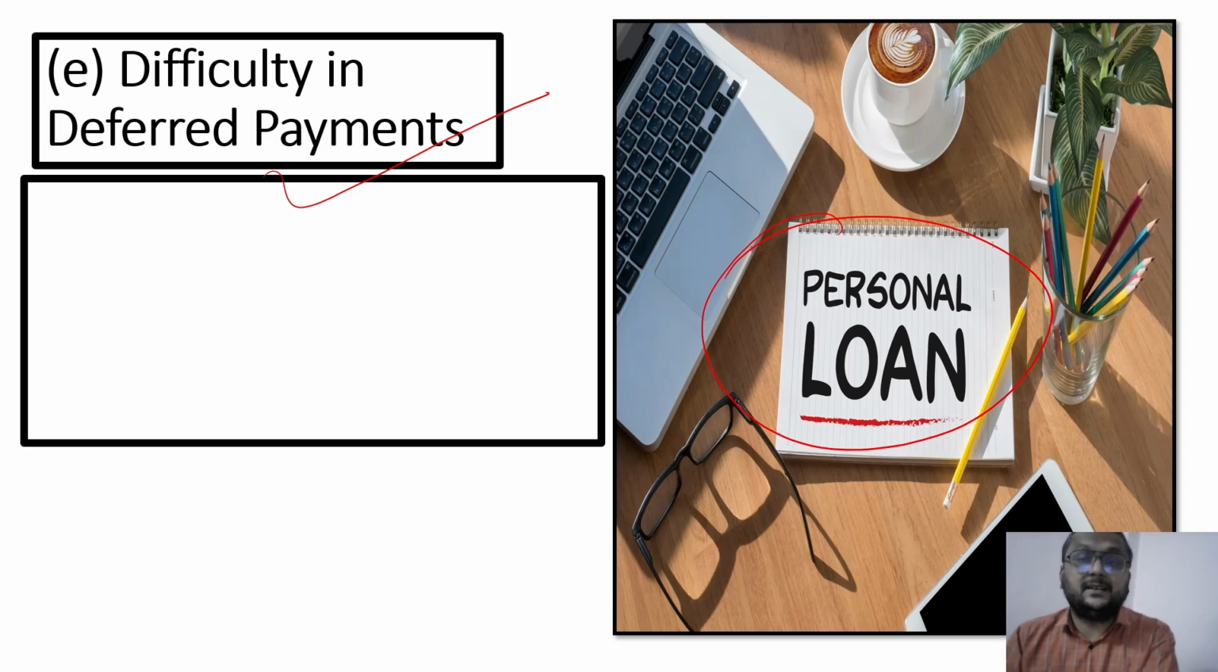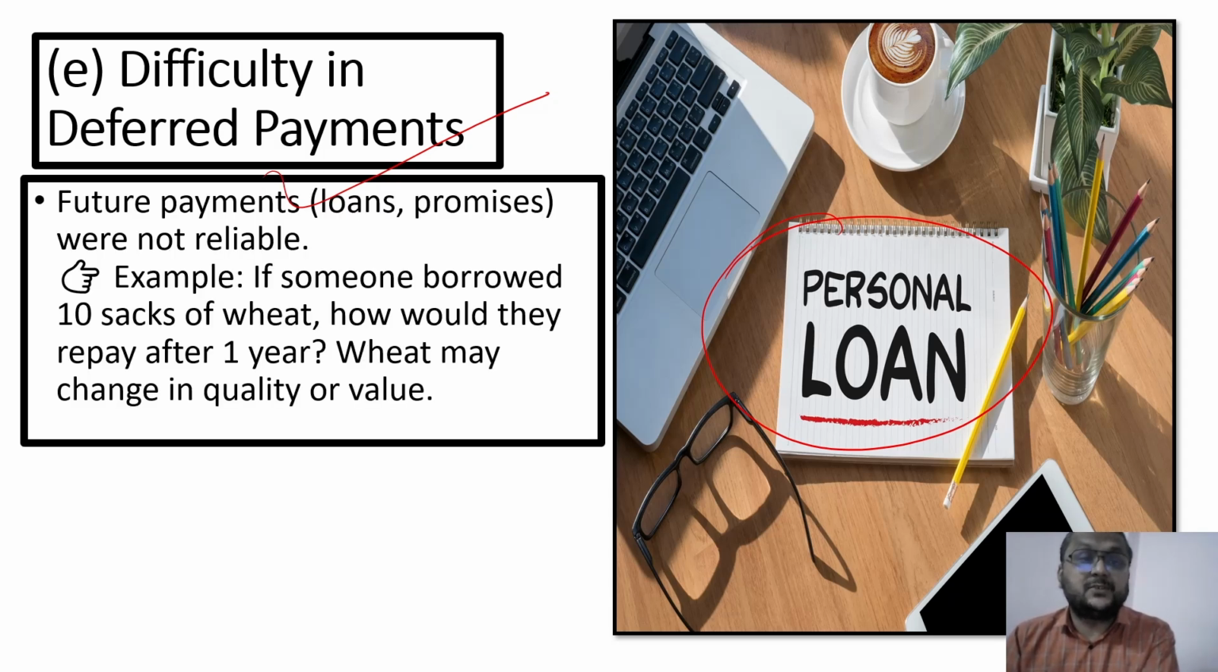Next is difficulty in deferred payment. If I borrow money, I promise that I will pay in the future with interest. But in the barter system, it is difficult to implement this type of phenomenon. Future payments and loan promises were not reliable. For example, if someone borrows 10 sacks of wheat, how would they repay after one year? Wheat may change in quality or value, and that becomes difficult in the barter system.